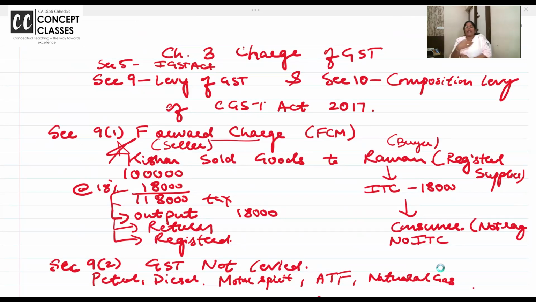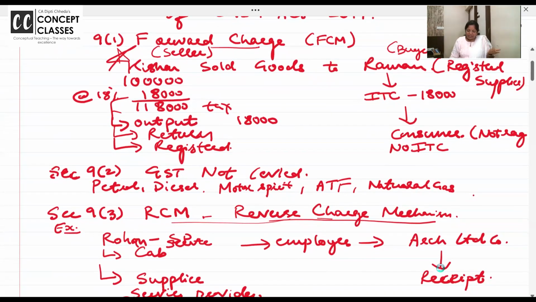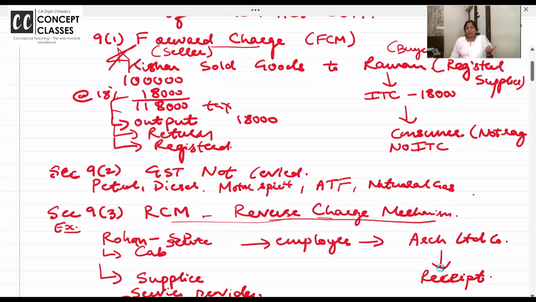Chargeability section means you can levy the GST on supply. Now, what is supply and all that is covered in chapter 2. But forward charge says when you are supplying the goods or services, you can levy the GST on the value of supply, which you determine as per section 15. Okay? Under forward charge mechanism, who will collect the tax? Seller. Who will bear it? Buyer. And seller will pay the difference to government. Section 9.2 says GST is not levied on petrol, diesel, ATF and all those items.